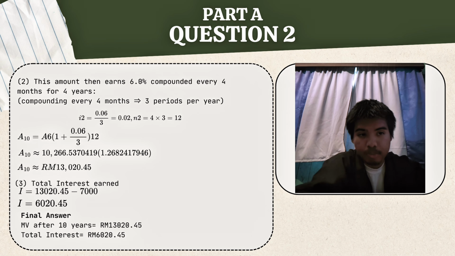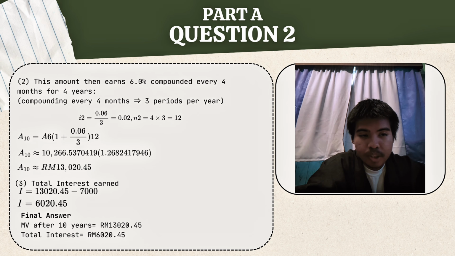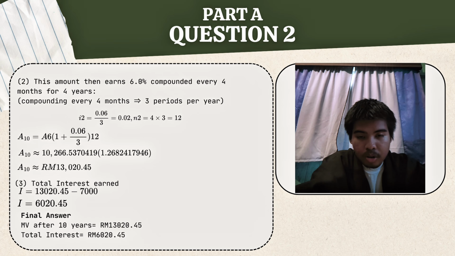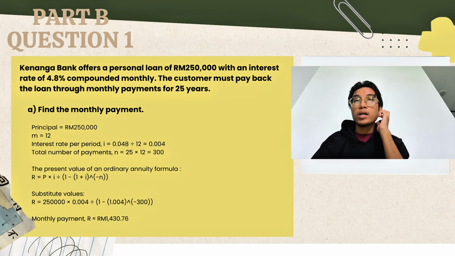Since interest is compounded every 4 months, there are 3 periods per year, meaning 12 periods for 4 years, and the rate per period is 0.06 divided by 3. After compounding this, we get the final maturity value, which is RM13,020.45. To find the total interest earned, we subtract the original 7,000 ringgit from the maturity value, and this gives us RM6,020.45 in total interest. That's all.